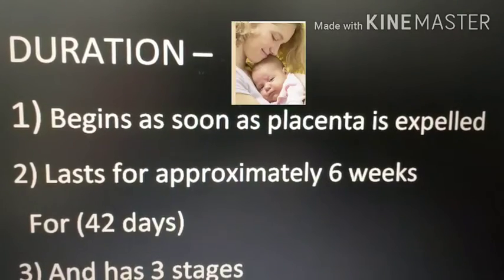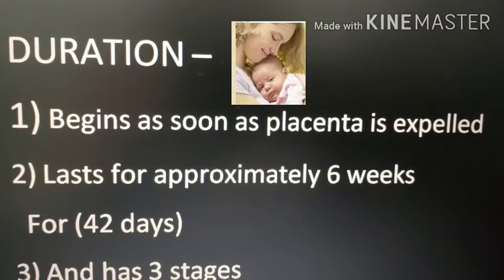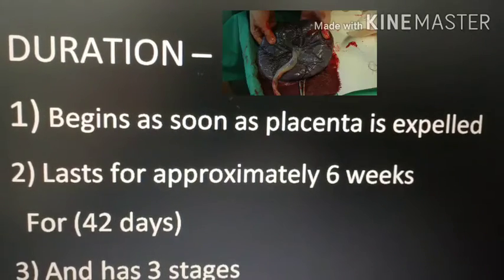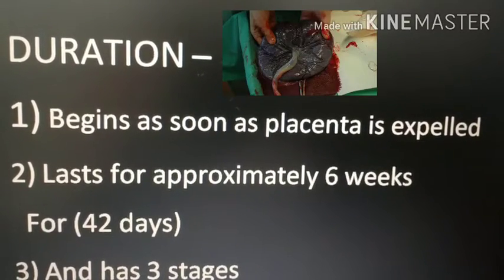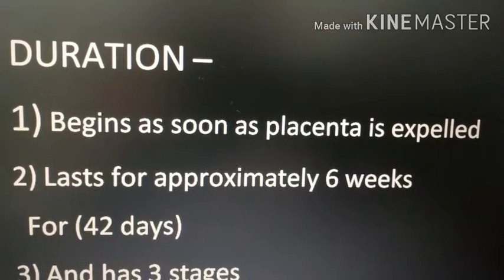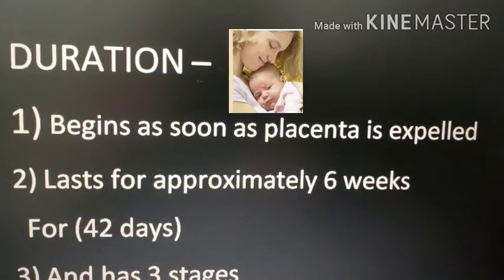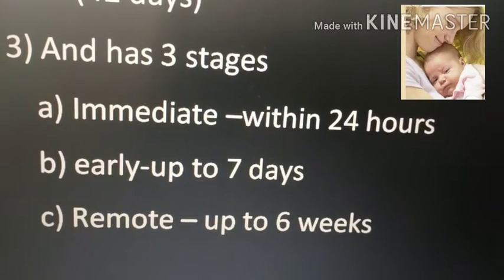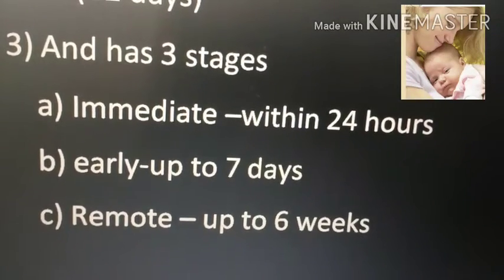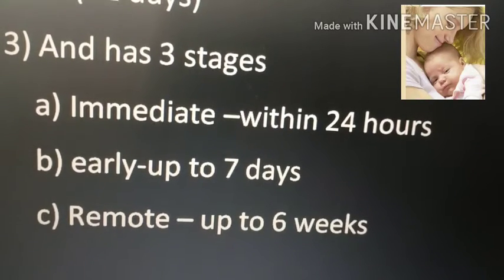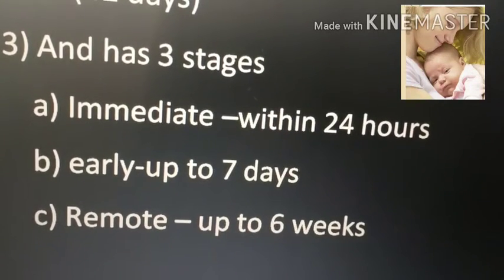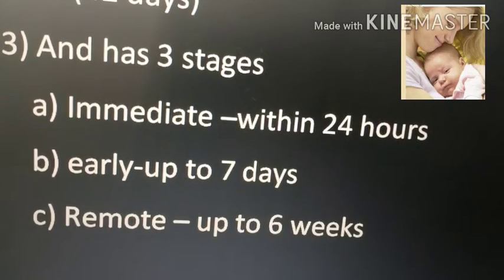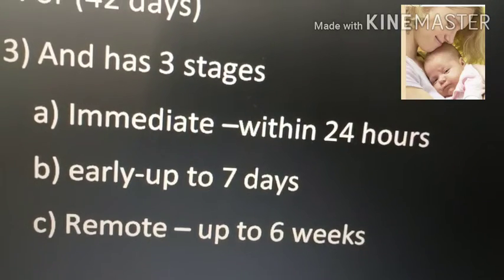Next is duration. I told you the period of puerperium will begin as soon as the placenta is expelled. So that will be considered as the first day, and this will last approximately 6 weeks. Next is stages. There are 3 stages: immediate, early and remote. Immediate stage is within 24 hours. Early stage will last up to 7 days and remote up to 6 weeks.